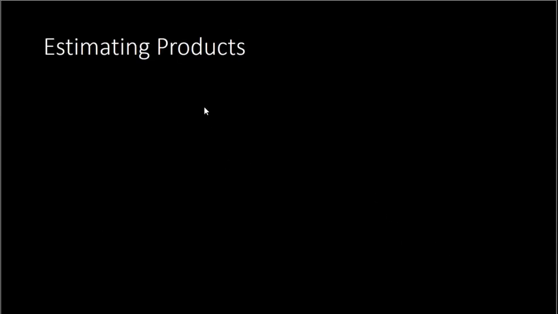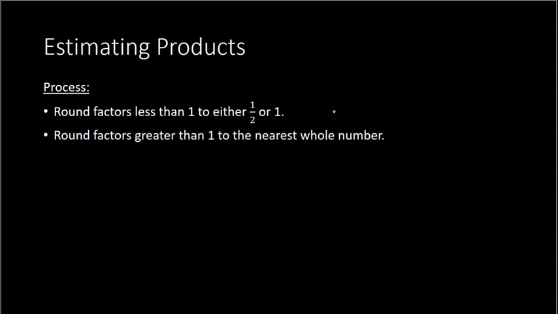Now lastly, we're going to work with estimating products. So when you're trying to estimate a multiplication problem and it involves fractions or mixed numbers, what we want to do is round factors less than 1 to either 1/2 or 1. So we see, is it closer to 1/2 or to 1? And then for the numbers bigger than 1, you want to round to the nearest whole number. All right, so for example, we see 5 over 6 times 4 and 1/3.